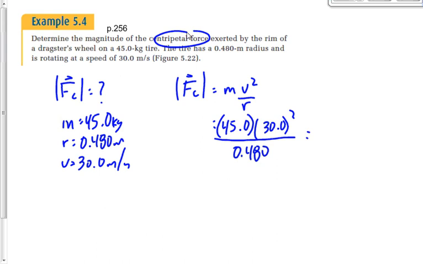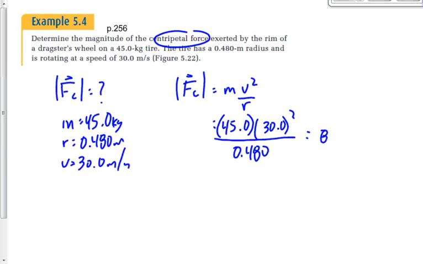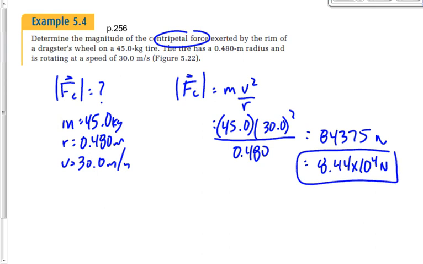Okay, let's calculate that. Let's take our calculator out to do it. Let's take 45 times 30 squared. Divide that by 0.480. You get 84,375. 8.44 times 10 to the 4 newtons. Good?